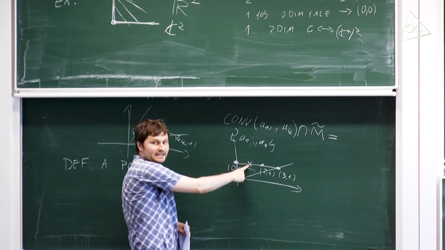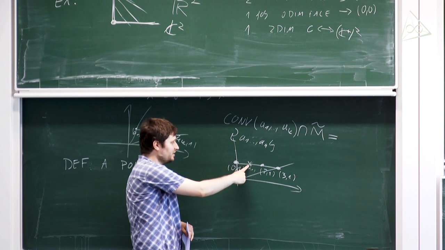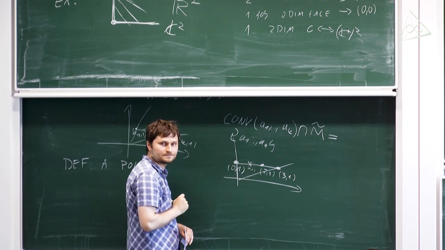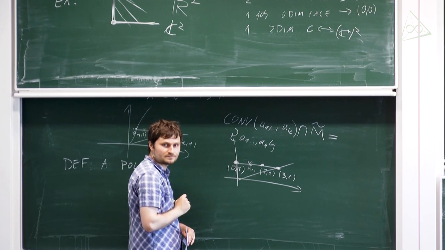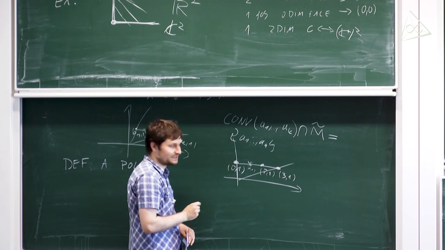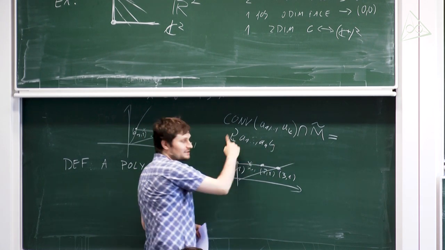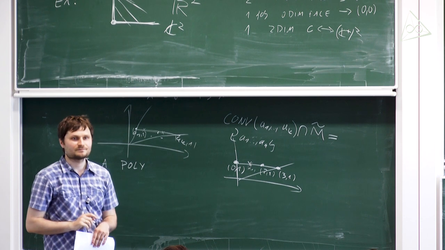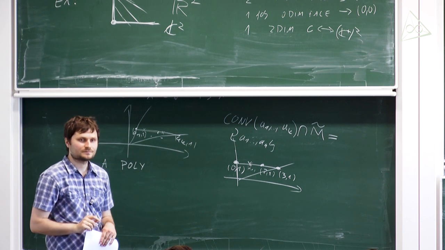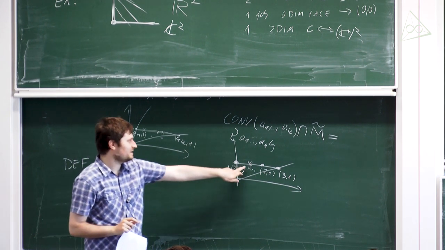This is in M tilde. It is in the lattice generated by those things. And this is in the convex hull, sorry. It is in the convex hull. It is in the lattice, but it's not here. Yeah? Check that this is in the lattice.